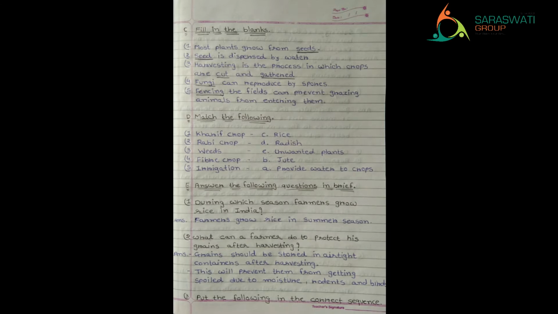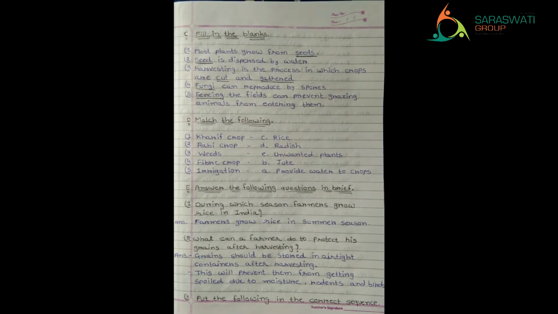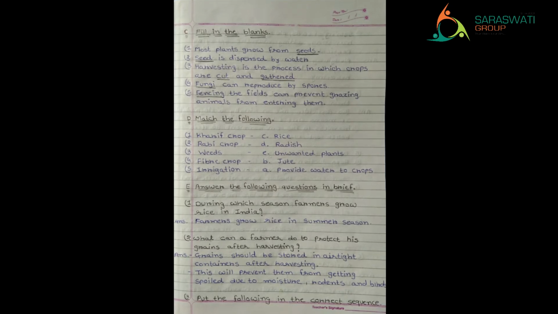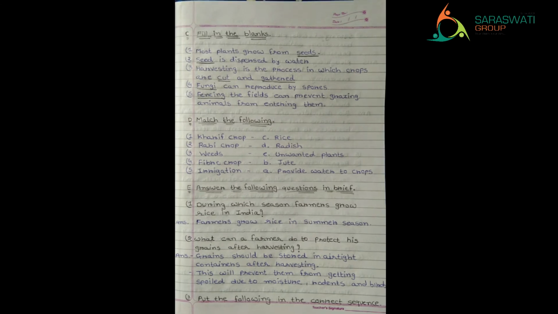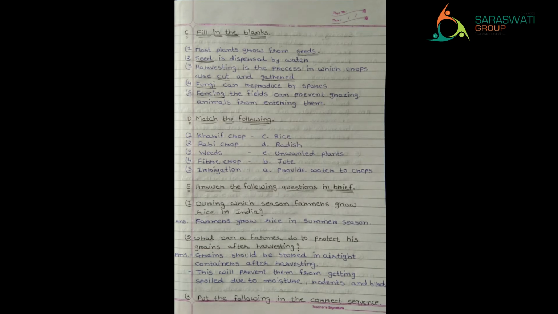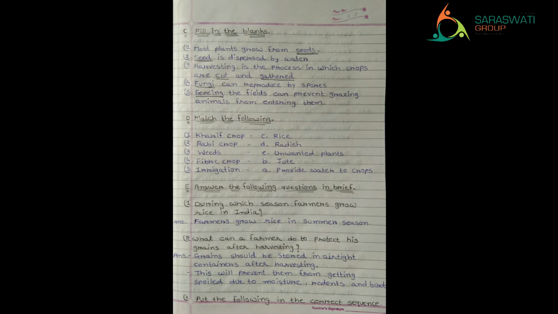Now we are moving to the question answers. E section. Answer the following questions in brief. The first question is, during which season do farmers grow rice in India? Right? So that means the answer is, farmers grow rice in the summer season. That means it is a Kharif crop. Right? Okay.